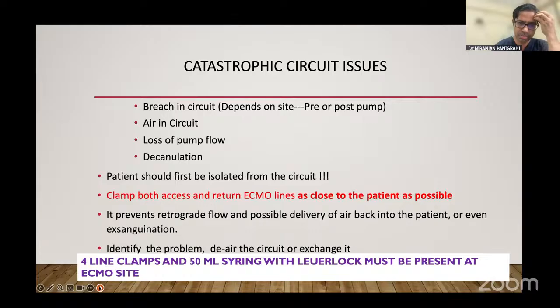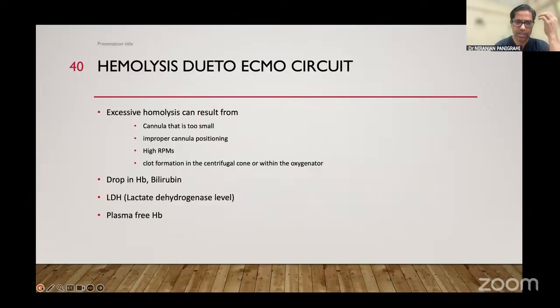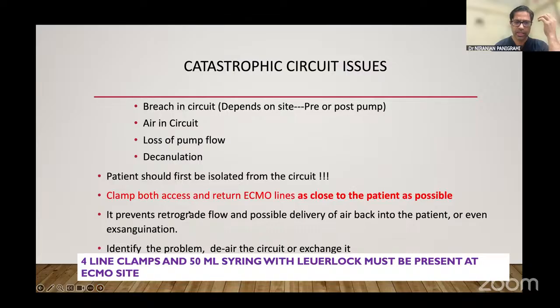Or if it is from the pump, then it should be changed immediately. So that's it. Now, quickly we'll go into some of the catastrophic circuit issues, which you need to always be ready to address. First is breach in the circuits. It depends upon which part of the circuit got breached. Pre-pump, post-pump, different sets of problems can happen. We'll go into the next slide.